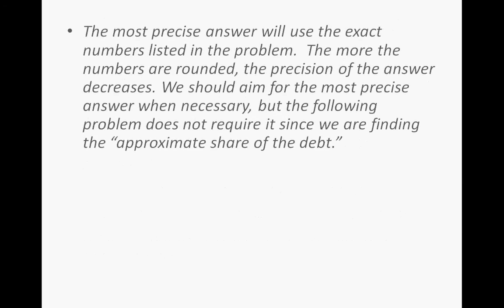All right, well, the most precise answer will use the exact numbers listed in the problem. The more numbers are rounded, the precision of the answer is going to decrease. So as you round your answer, the less precision is achieved. We're going to aim for the most precise answer when necessary, but when the problem does not require it, since we are finding the approximate share of the debt, we're going to go ahead and do some rounding.